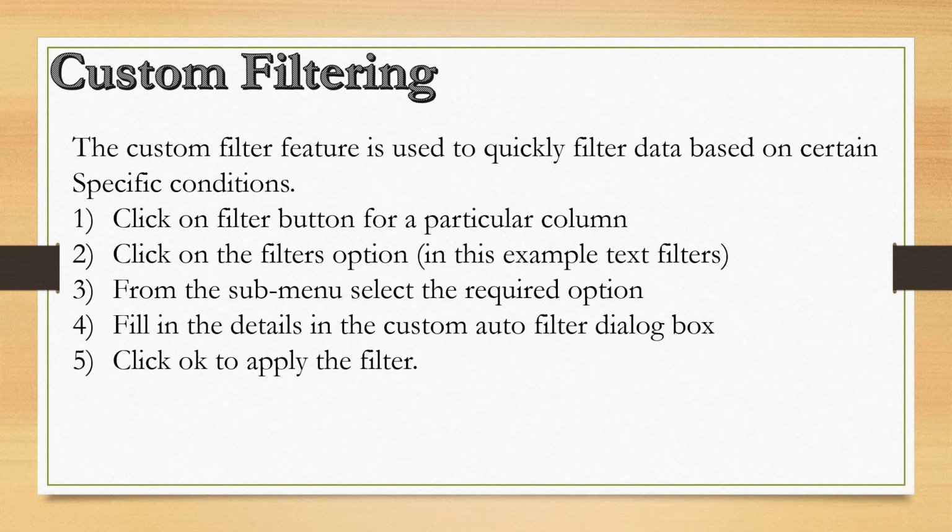Next, from the submenu, select the required option. Next, fill in the details in the custom auto filter. When you select the submenu, a dialog box will appear. Then in that dialog box, whatever required fields are there, you have to fill in all the details. And then the last point is click OK, so that based on all the specific conditions you have given, the data will be displayed.